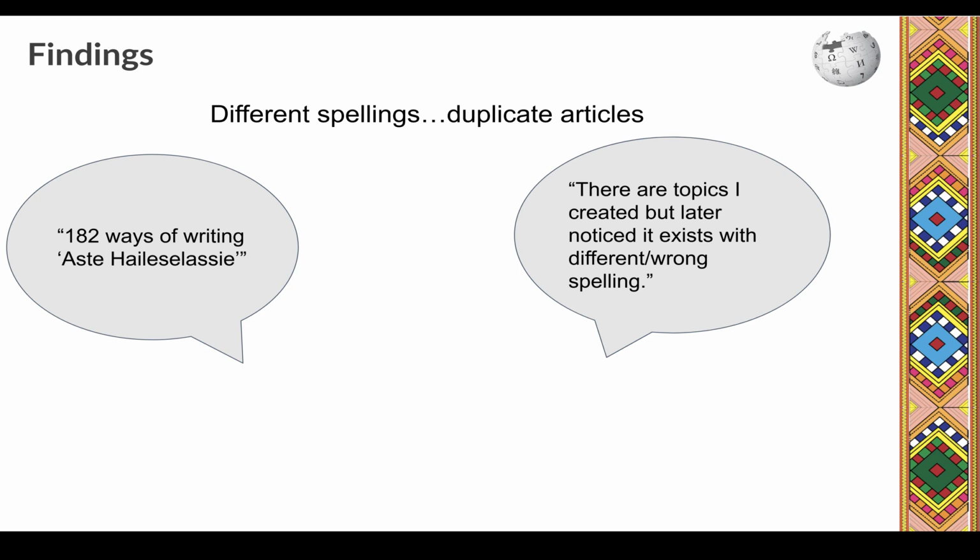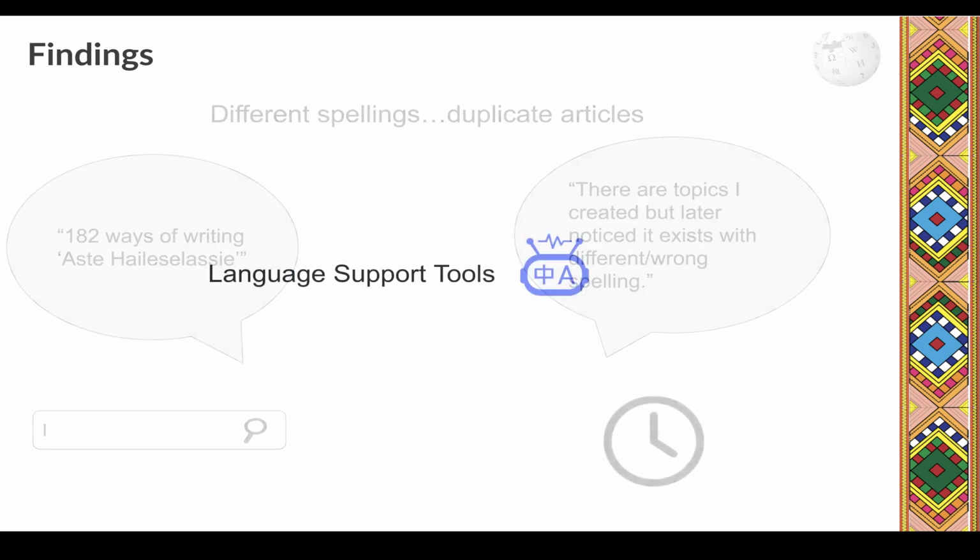In Afan Oromo, different spellings due to differences across dialects, for instance, or entirely wrong misspellings lead to duplicate articles. This leads to users not being able to find articles when they search, and wastes editors' time identifying and removing duplicate articles.